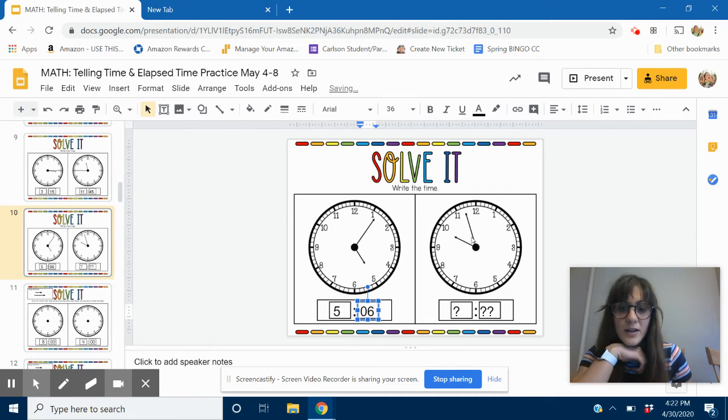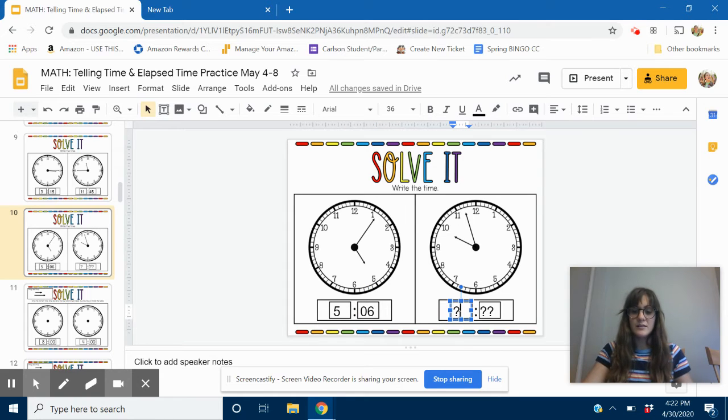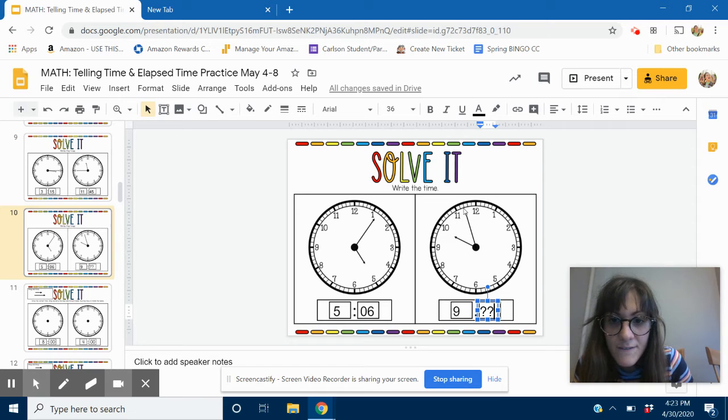All right, let's take a look at this one. I see that our hour hand is in between the 9 and the 10, but it hasn't yet reached the 10. So I am going to put our hour in as 9. And let's look here, okay? The minute hand is in between the 11 and the 12. Let's skip count to find out what minute we would land on if it were pointing right at the 11. 5, 10, 15, 20, 25, 30, 35, 40, 45, 50, 55, 56, 57. 9:57.